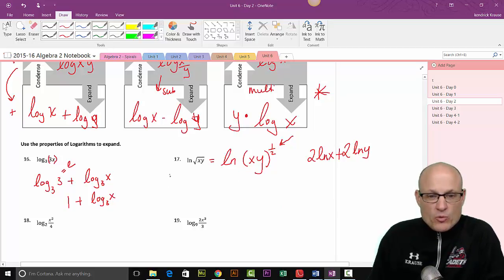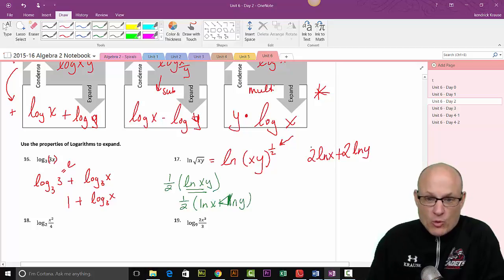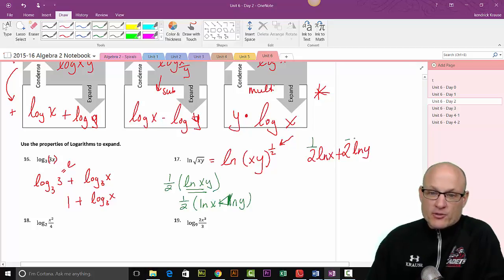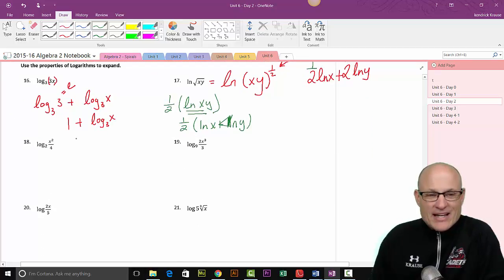It should be, I was right here, 1/2 the natural log of xy. But this can be expanded, so this is 1/2 the natural log of x plus the natural log of y, which would equal 1/2 natural log of x plus 1/2 natural log of y. All right, so we got a lot of things going on here.